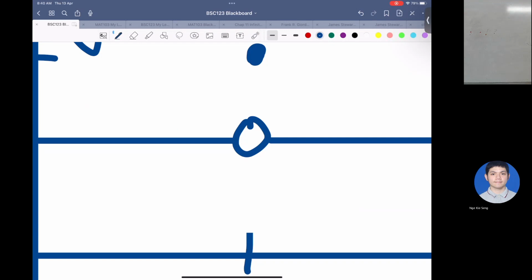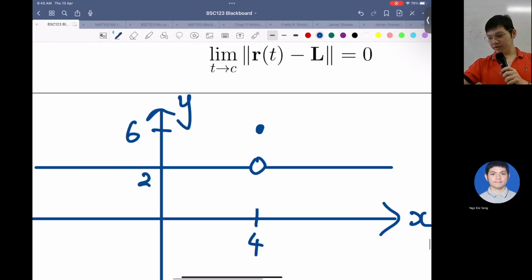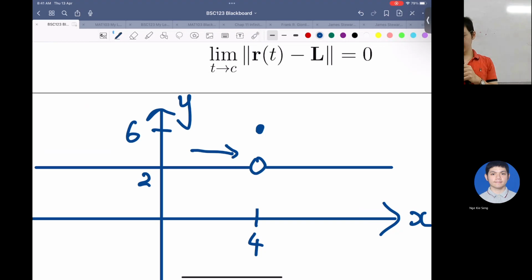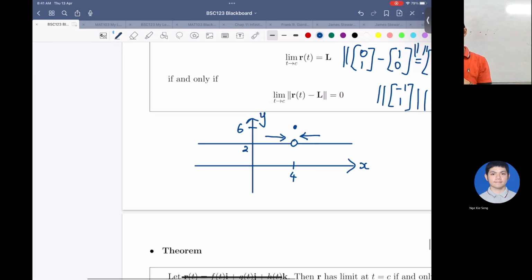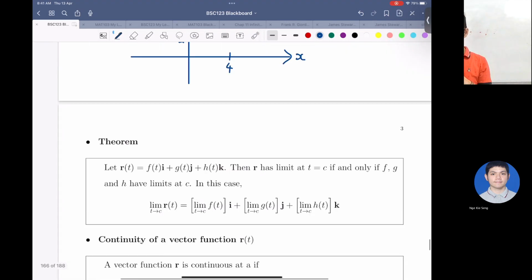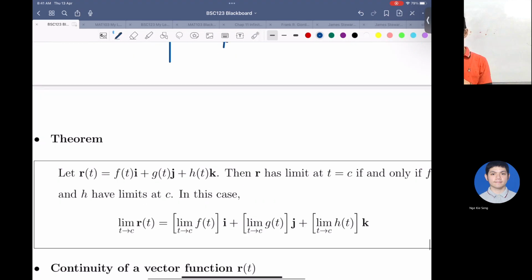But when it is at 4, it jumps to 6. And actually this says that this function is not continuous, because if you approach from this way and approach from the other way, it doesn't equal the value at that point. We'll talk about this again soon.